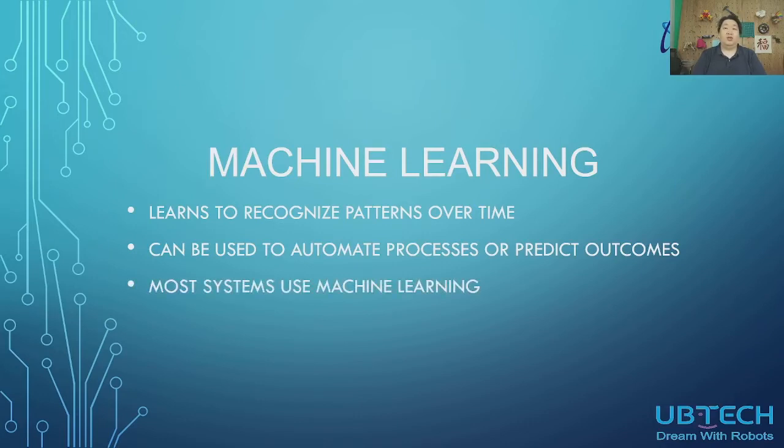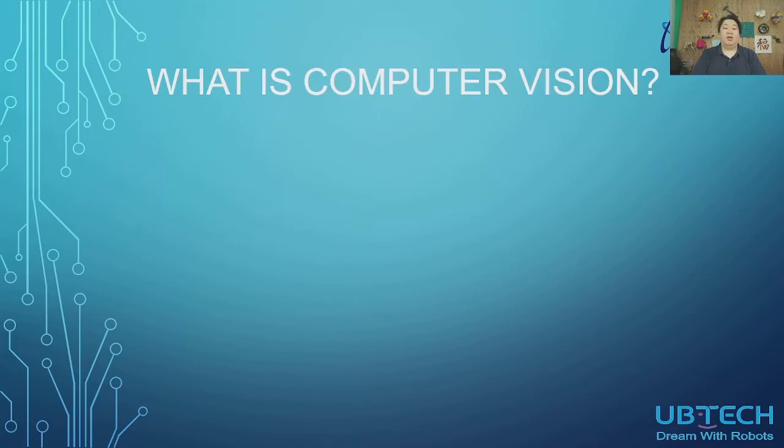Most computer systems nowadays use machine learning as opposed to simple rules-based, because it's much more easily scaled. So it can be adapted to different things more easily. You can expand upon the code more easily because it is generally made that way. So now that we've talked about AI, let's ask, what is computer vision?